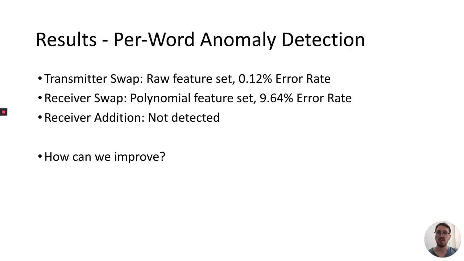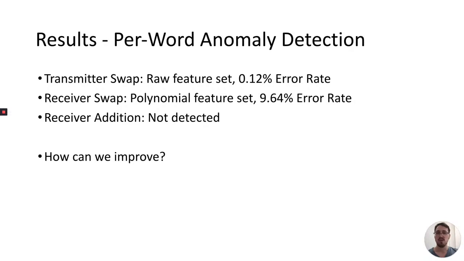To sum up the first phase of the algorithm, we had good success detecting a rogue transmitter using the raw feature set with a 0.12% false alarm rate. However, multiplying by the maximum rate of messages per second, we get about 3 alarms per second. This is essentially unusable. Detecting a rogue receiver with polynomial feature sets is possible, though with even greater error rates. We were not successful at detecting an additional receiver. The number of false alarms per second is still too high to use.